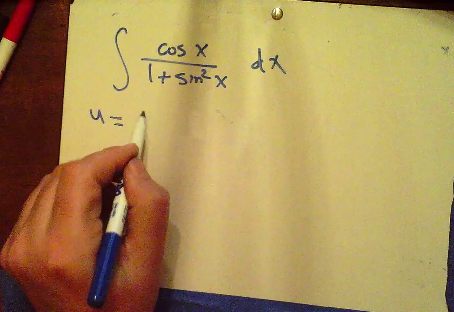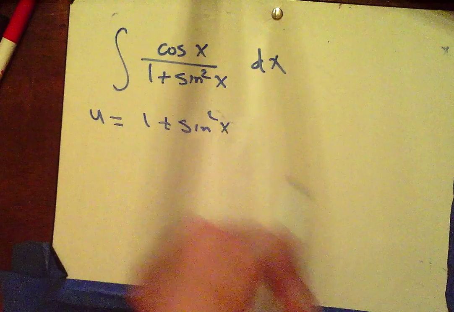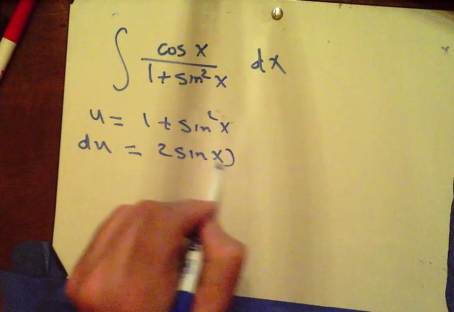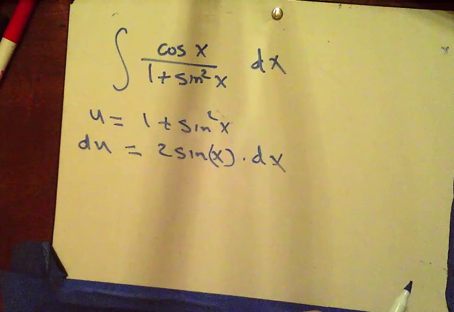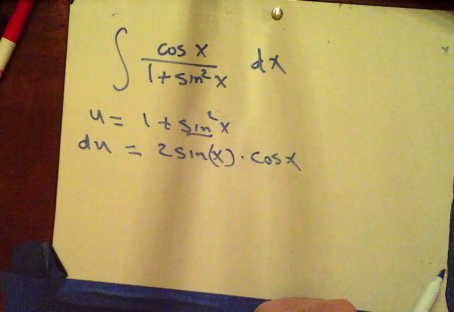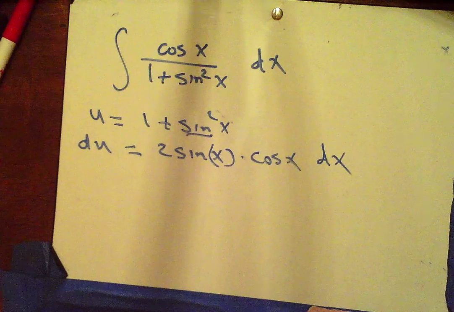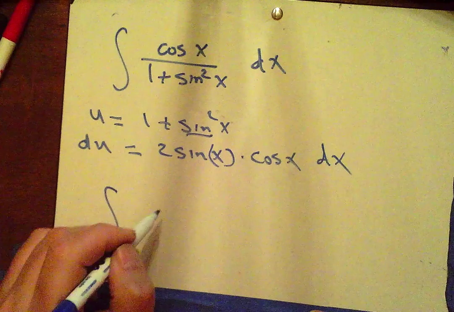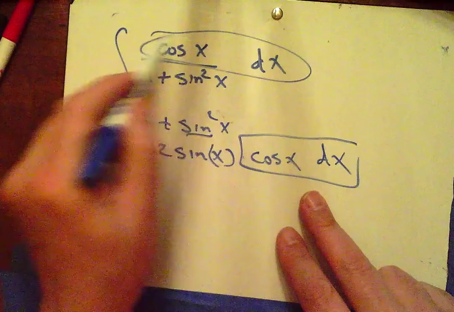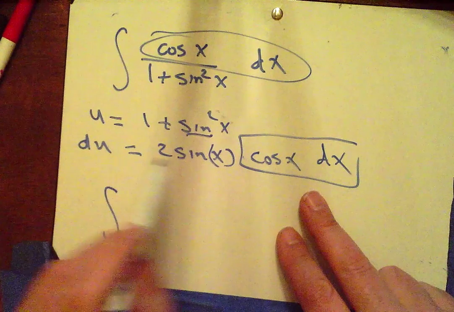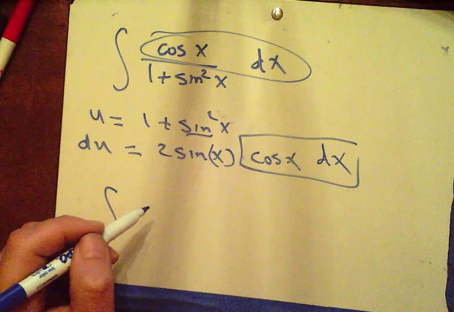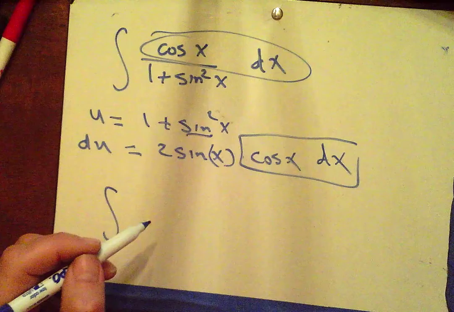What if I make my u 1 plus sine squared? So my du is going to be 2 sine x dx. Oh, wait, I forgot the derivative of the inside sine function: cosine x dx. Okay, so what can happen here? Well, I can make this part... so yeah, I've got a little problem there, don't I? Well, let's see what happens.